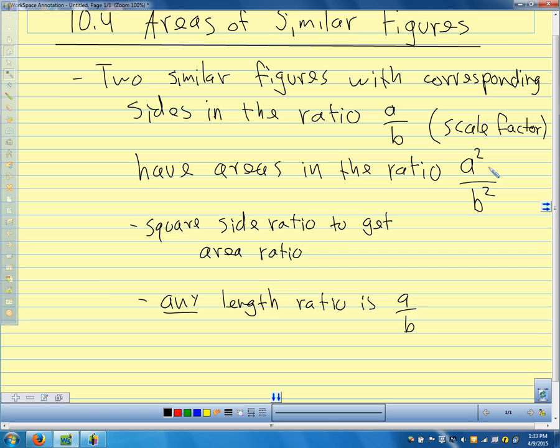So that's our one idea for today. Side ratio is A over B, area ratio is A squared over B squared. So, questions so far? Let's do an example, and hopefully you'll see it after an example. Okay.